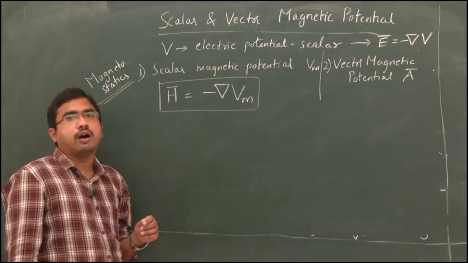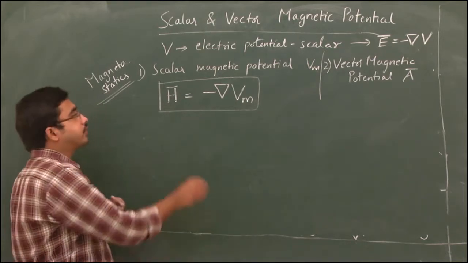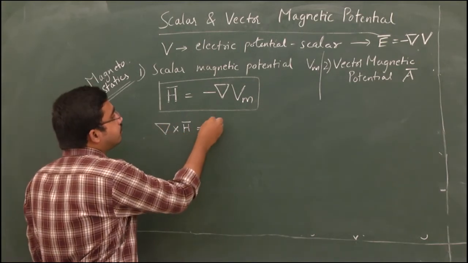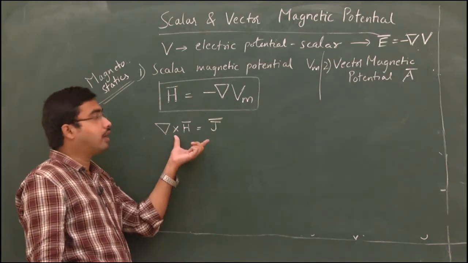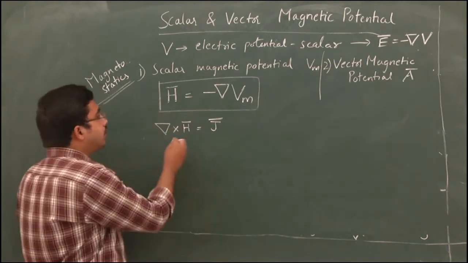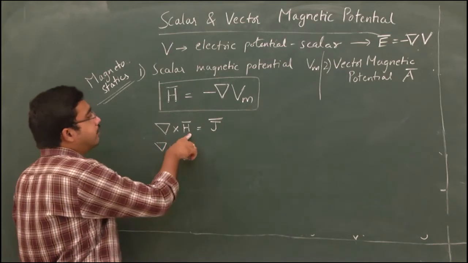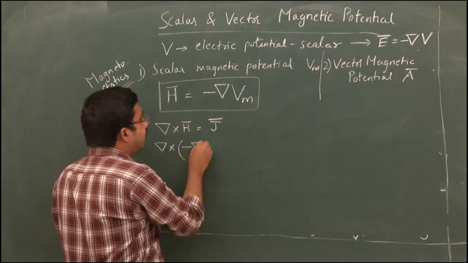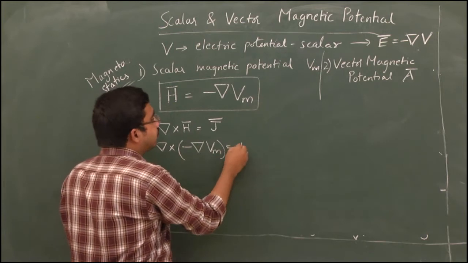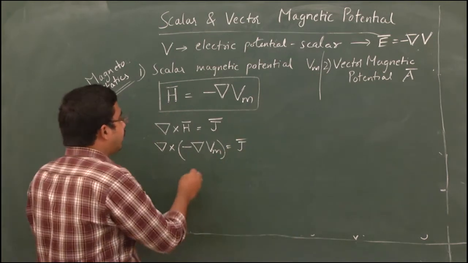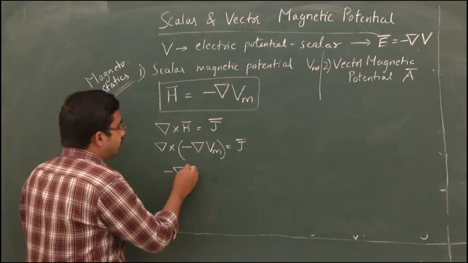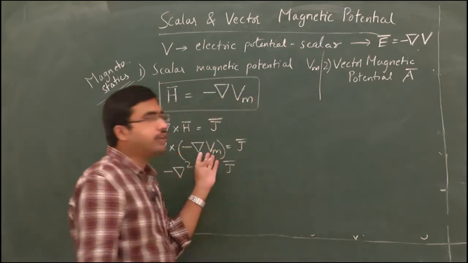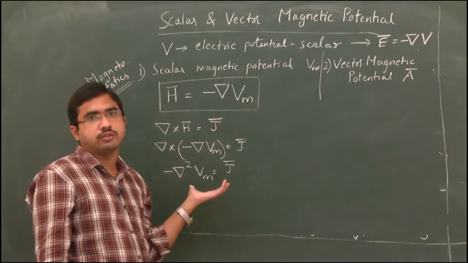So from the concept of curl, we have already derived that del cross H bar is equal to J bar. This is from the concept of curl we derived in our previous lecture. So we can substitute minus del Vm in the place of H bar, that is equal to J bar. That can be written as minus del square Vm equal to J bar. From this only we can express the Laplace equation also.